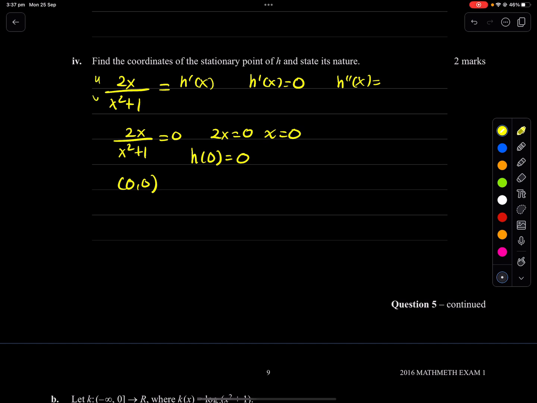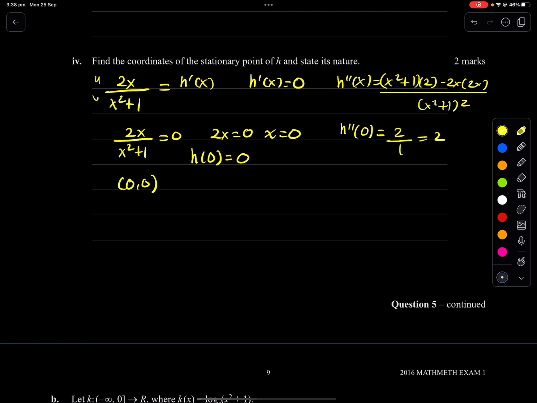So that's u and that's v. So we can say x squared plus 1, times 2, minus 2x times 2x, all over x squared plus 1 all squared. Now, because we know the value of x at which the stationary point occurs, let's sub that in. So what's h dash dash of 0? It'll be 2 over 1, so 2.